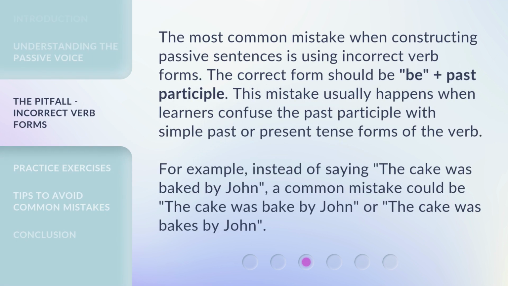The most common mistake when constructing passive sentences is using incorrect verb forms. The correct form should be be plus past participle. This mistake usually happens when learners confuse the past participle with simple past or present tense forms of the verb. For example, instead of saying, the cake was baked by John, a common mistake could be, the cake was bake by John, or the cake was baking by John.